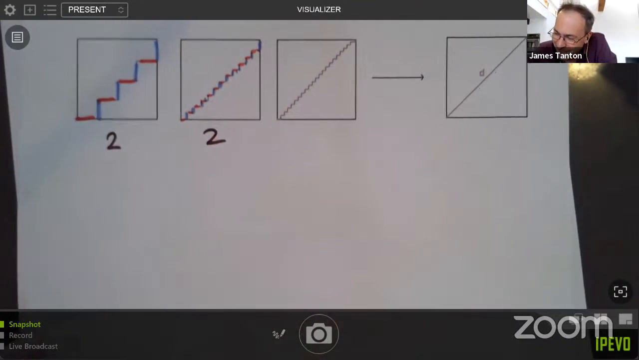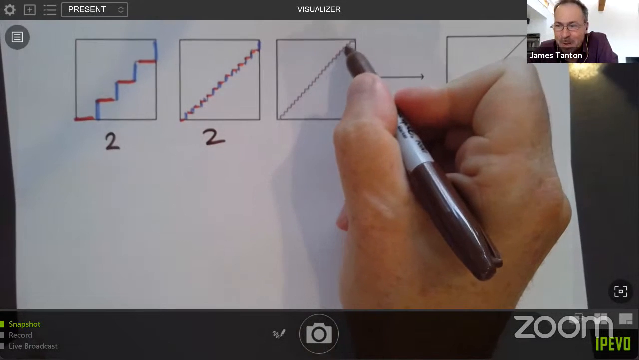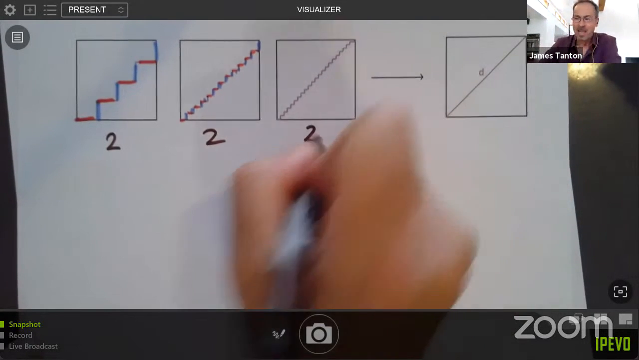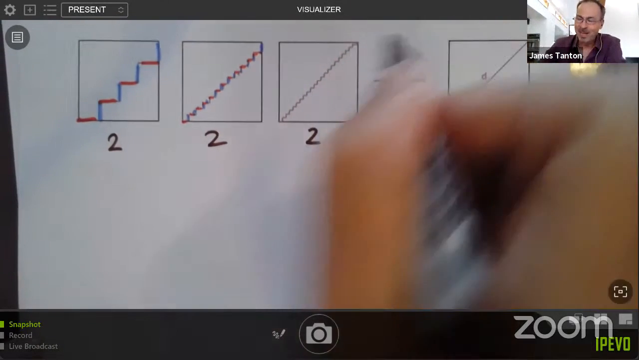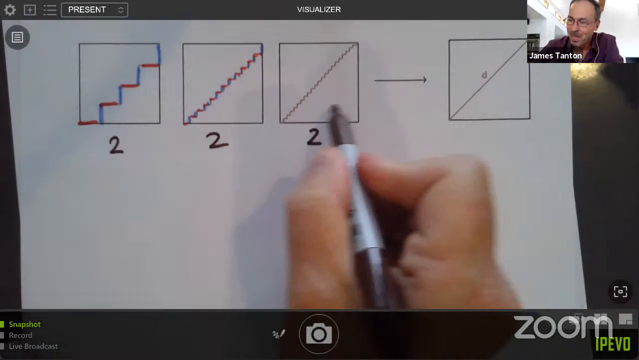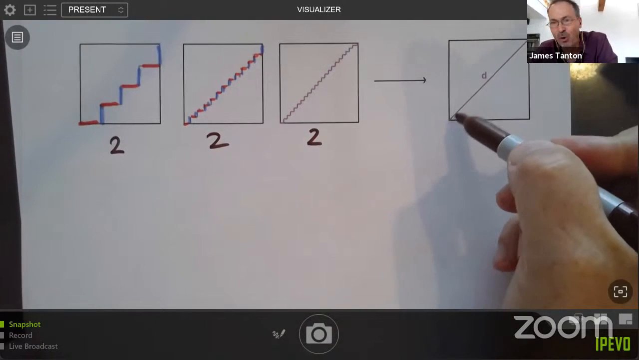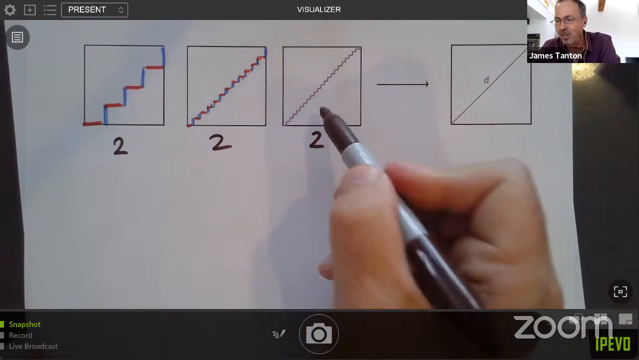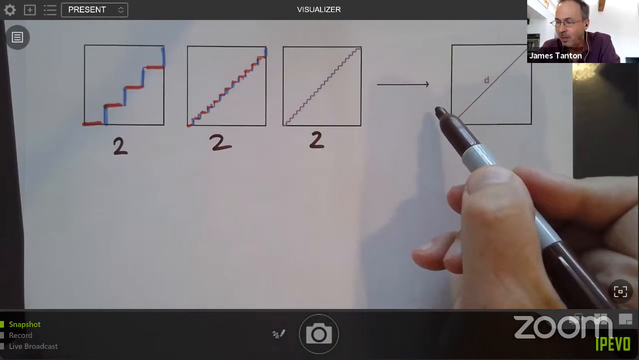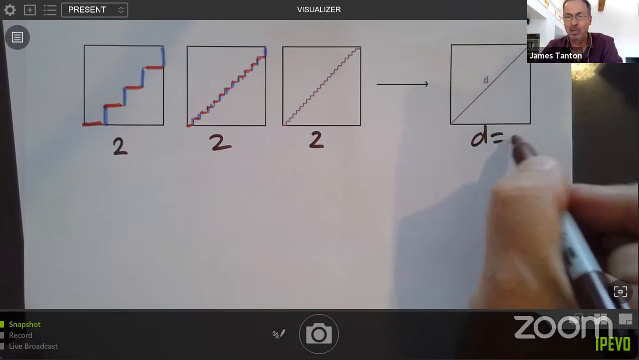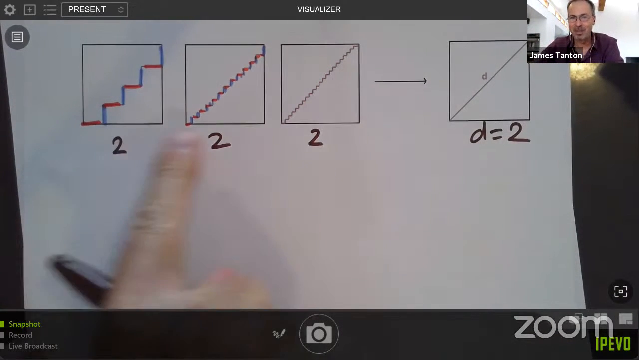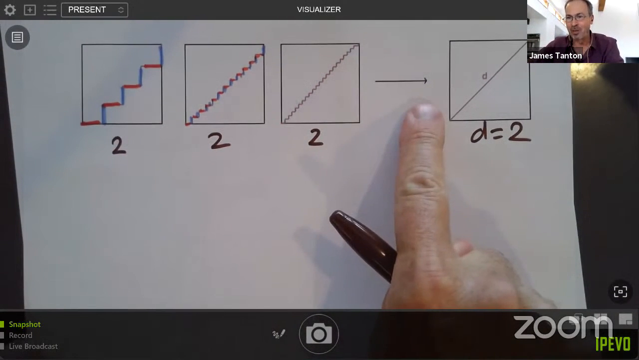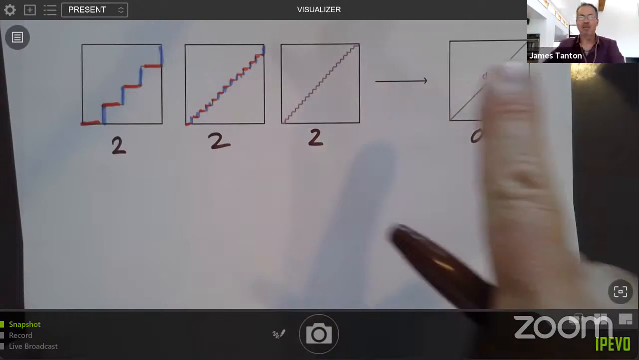In fact, I did an even finer staircase. That little wiggly line has 2 units of length. I did a finer one and a finer one, and I keep going finer and finer. Well, I must be getting closer and closer to the true diagonal. This length is 2, this length is 2, this length is 2. Every approximation has length 2. I can only conclude that the length d must be 2. It's 2 in every possible approximation I do. All my approximations are getting better and better. That length must be 2.